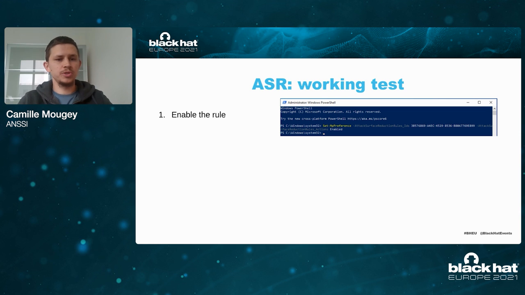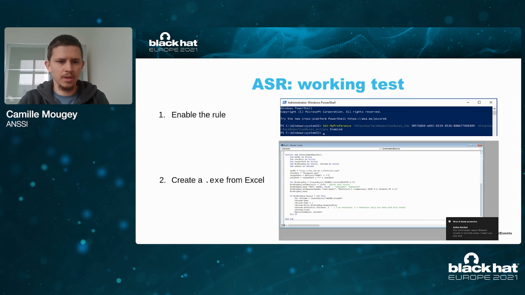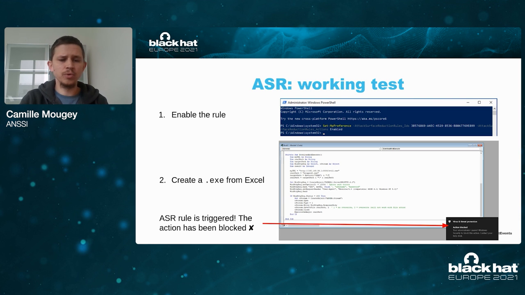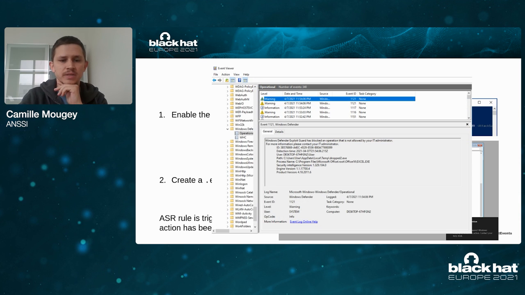So just to be sure that the rule is actually working, there is the command line to enable it. Then I create some basic macro in Excel, just saying, okay, I want to download a file. This is .exe. I'm dropping it on the disk, and then try to launch it. And when I try to drop it on the disk, the ASR rule is triggered, and as you can see on the bottom right, it's just saying, okay, it has been blocked. So as expected, and you have the corresponding event.